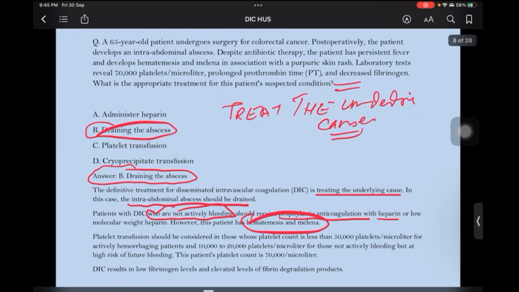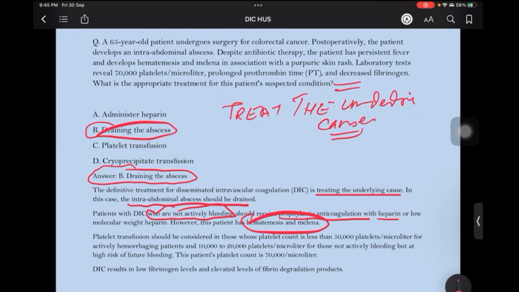As far as platelet transfusions are concerned, we understand that should be considered in people with platelets less than 50,000 who are actively hemorrhaging, and 10,000 to 20,000 platelets for those who are not actively bleeding, just at the high risk of future bleeding. So this patient's platelet count stands at 70,000. So not in an emergency need of any platelet transfusion.